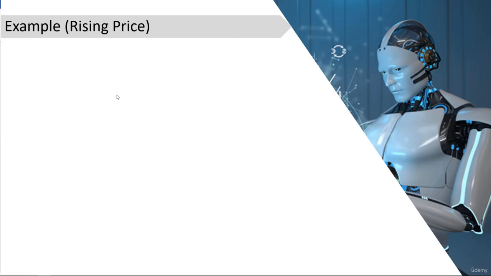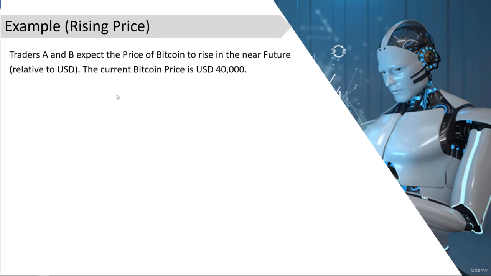All right, here's a simple example that demonstrates how spot trading and derivatives trading can work in practice. Generally, there are two possible cases: either we can expect rising prices or we can expect falling prices. And first of all, let's have a look at rising prices.